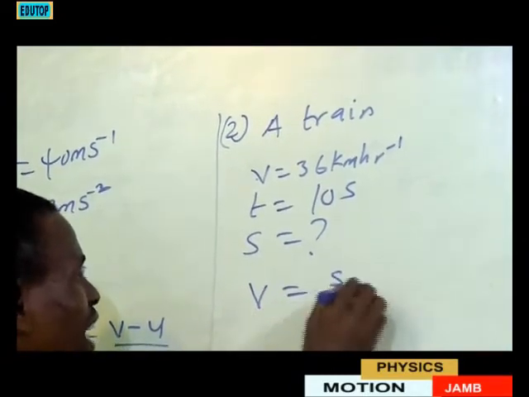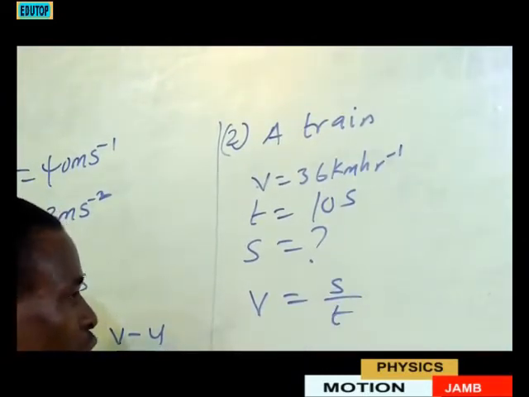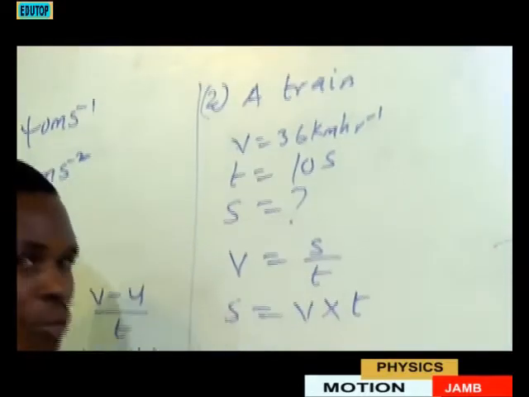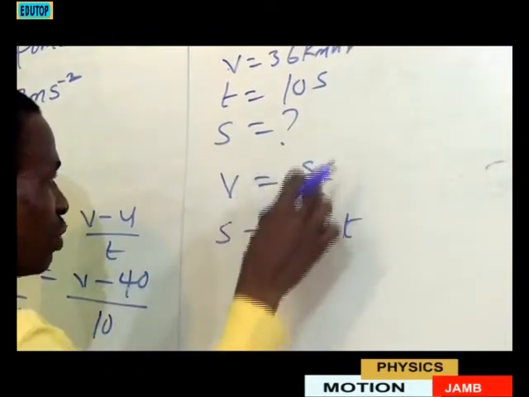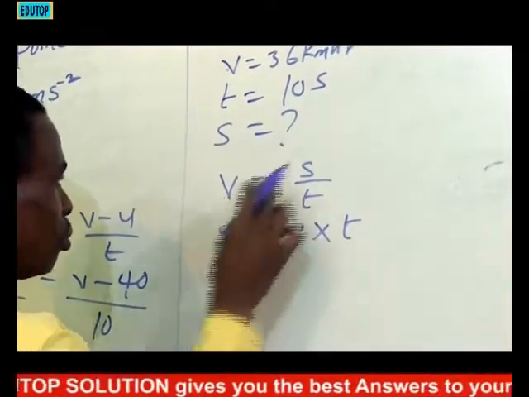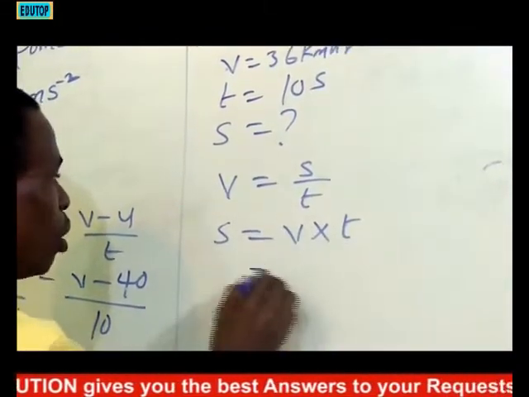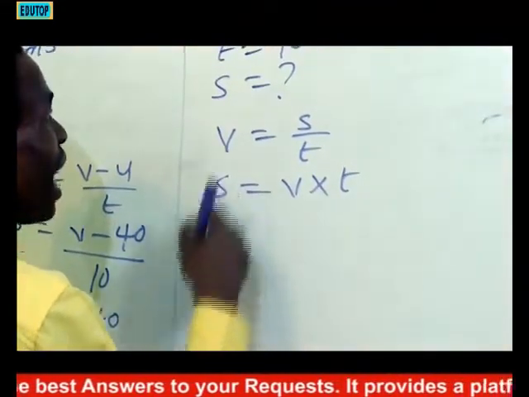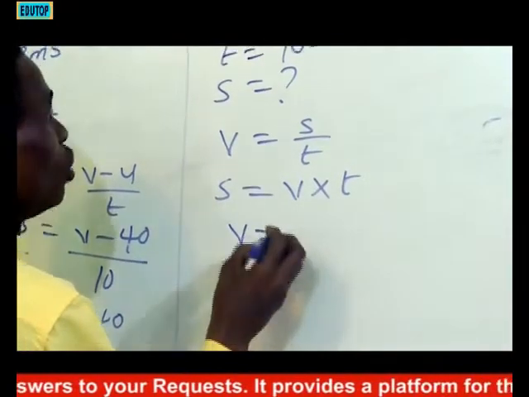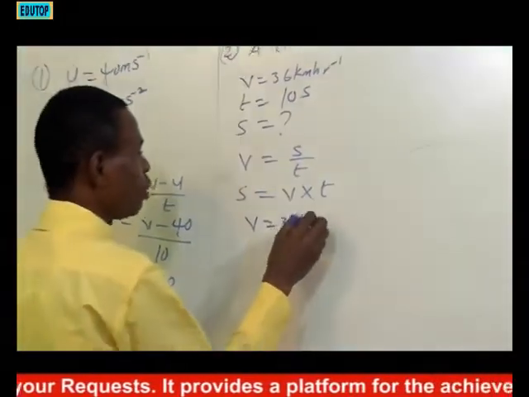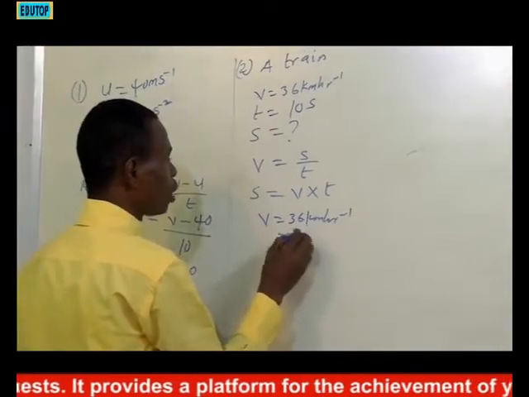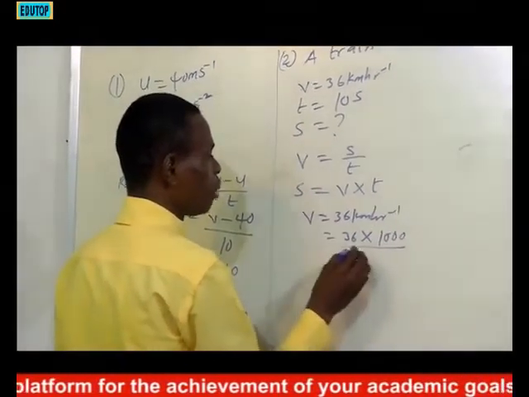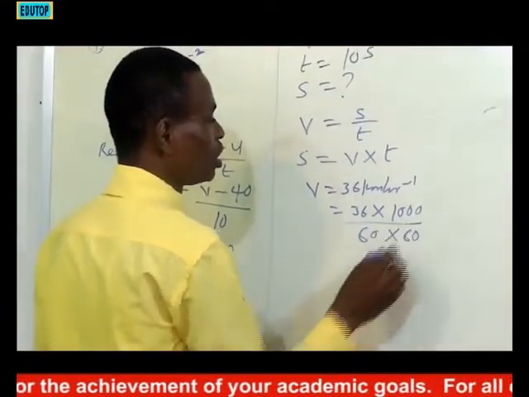Velocity is distance over time. Distance will be equal to velocity times time. Velocity, distance over time. Distance will be equal to velocity times what? Times time. But you remember that velocity is 36 km per hour. So let's try and convert velocity to meter per second. 36 km per hour will now be equal to 36 times 1000 divided by 60 times 60.